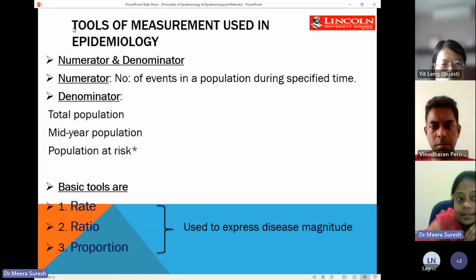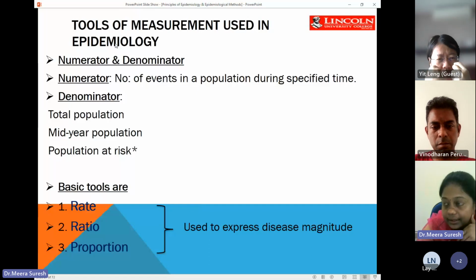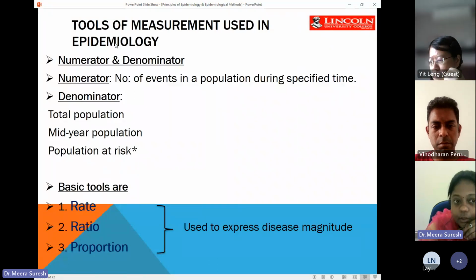I think it is from this portion we have to start: the tools of measurement that are used in epidemiology. So we saw the techniques, what we are going to learn: the frequency, the distribution, and also the determinants. We'll learn the methods later, but now we need certain calculations, or what we call tools.